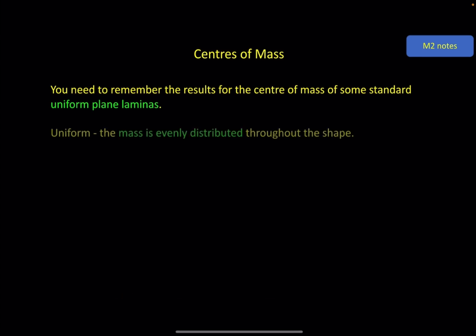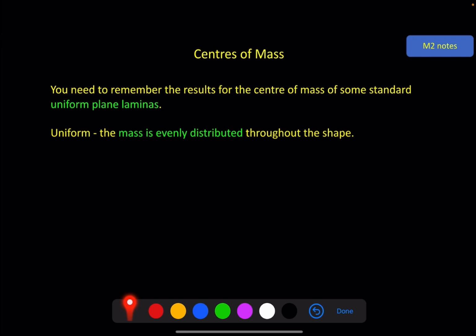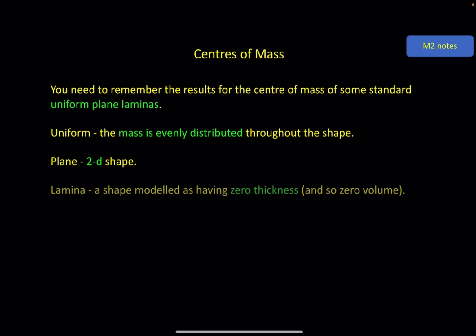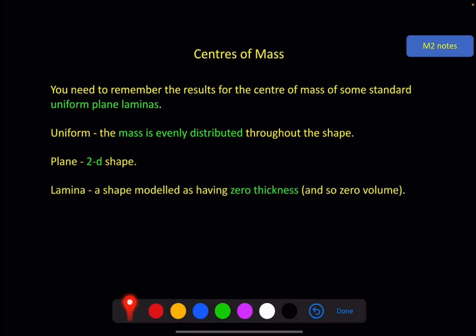Uniform, I hope you remember from your M1 work, means that the mass is evenly distributed throughout the shape. Plane should also be familiar to you. That just means a 2D shape. And lamina is a shape modelled as having 0 thickness. Now that's very important. One of the consequences straight away is that there must be 0 volume. This of course is not a realistic real-world thing, but is a very useful model.